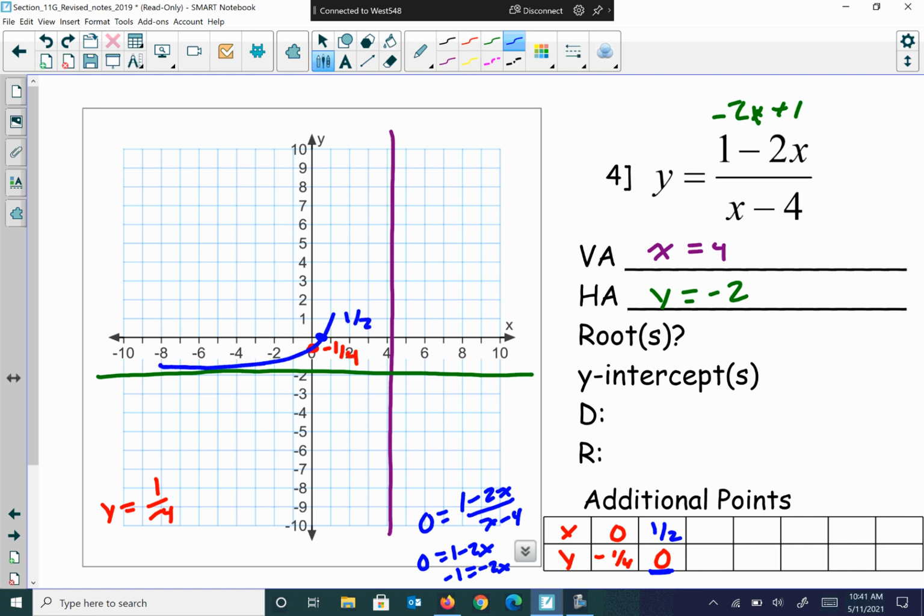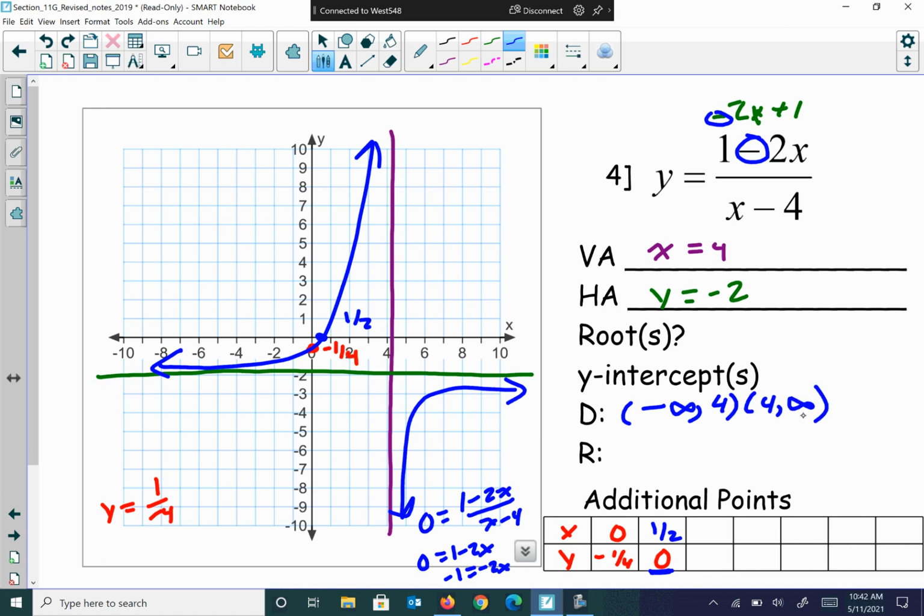So why did this one jump to the opposite regions? Yeah, this here made it jump. Okay, we had that negative in front. That made it flip-flop. So my domain, anyone want to take a shot at it? It's still going to be the same idea. Negative infinity to 4, 4 to infinity. Range, negative infinity, what's the green line? Yeehaw, negative infinity to -2, -2 to infinity. Oh, I feel so good about this stuff.